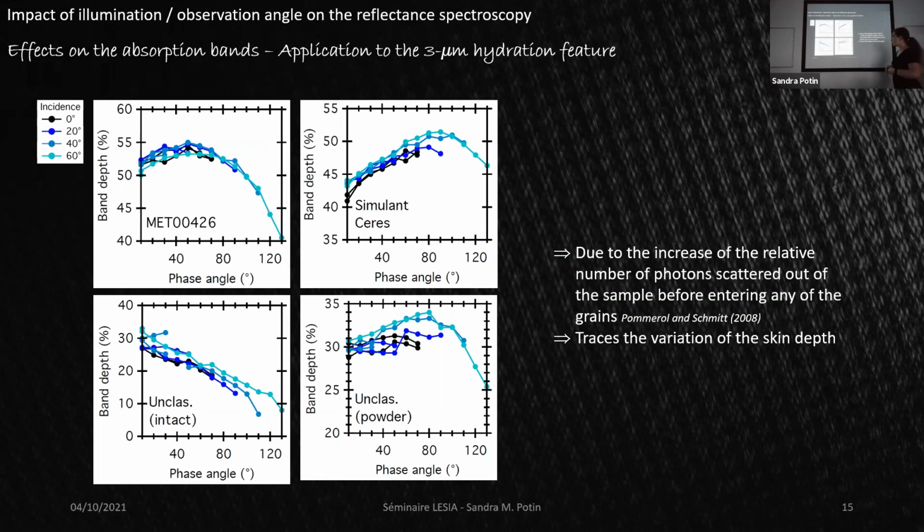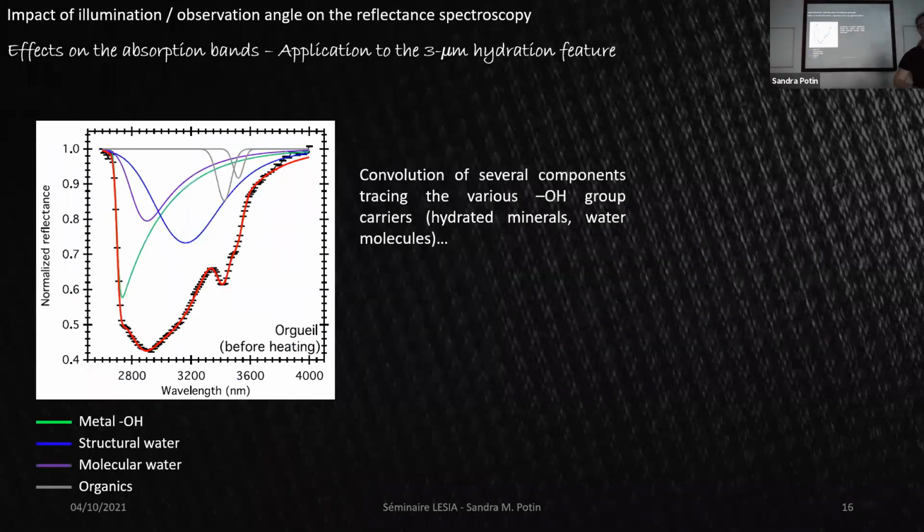To explain why we have such different behaviors, we have to separate the different components of the band. Here, I focus on the 3 micrometer hydration feature, but this is not a single band. This band is a convolution of several components. This band is due to OH groups that are in the sample. So it can be OH groups that are linked to hydrated minerals. This is what I call metal-OH, and it's the green component over there.